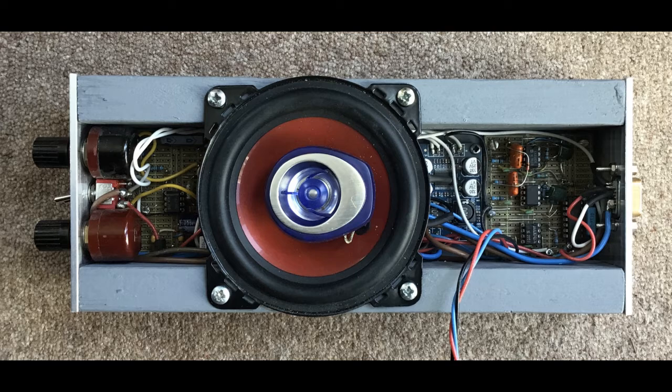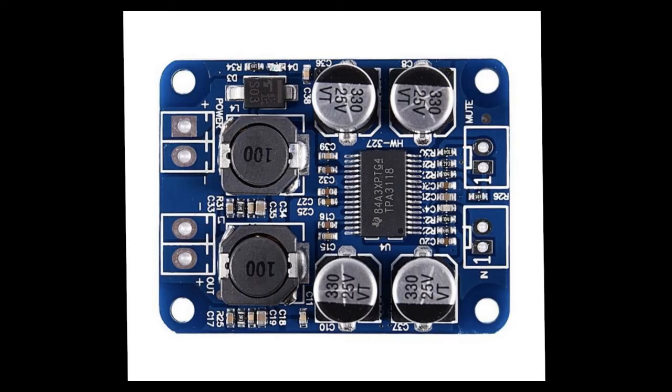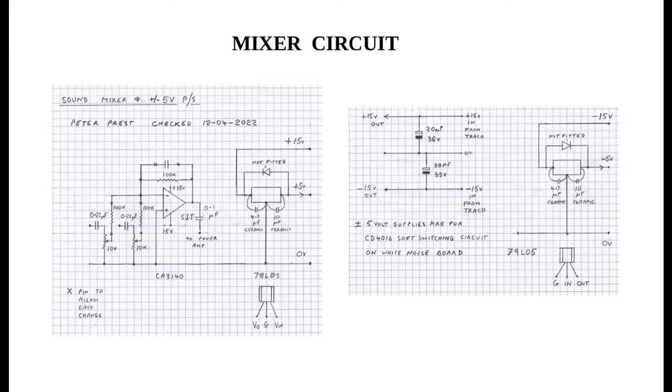This photo shows the inside of the sound unit that I built. On the right is a D connector, which receives the signals and power source from the locomotive. Next comes the white noise generator and soft switching board. The middle board is the eBay digital amplifier which I bought for the amazing price of £1.53 delivered from China. The left-hand board is a simple single-stage mixer.